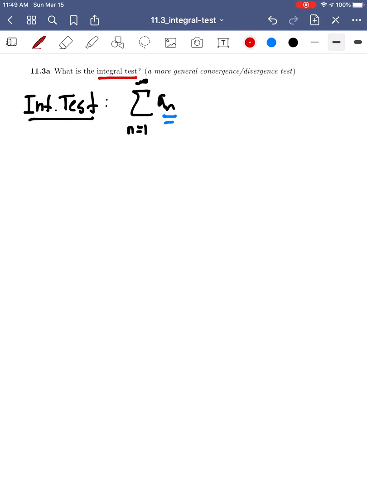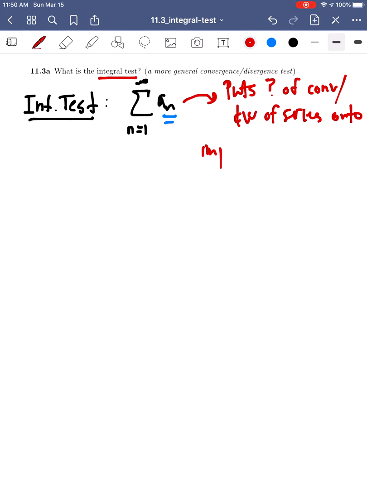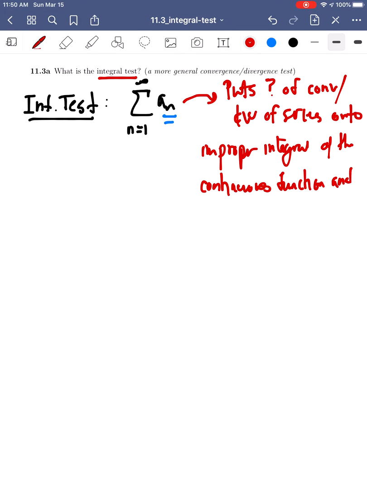So in other words, what the integral test does is put the question of convergence and divergence of a series onto an improper integral of the continuous function analog to the series function a sub n. So what does this actually mean?